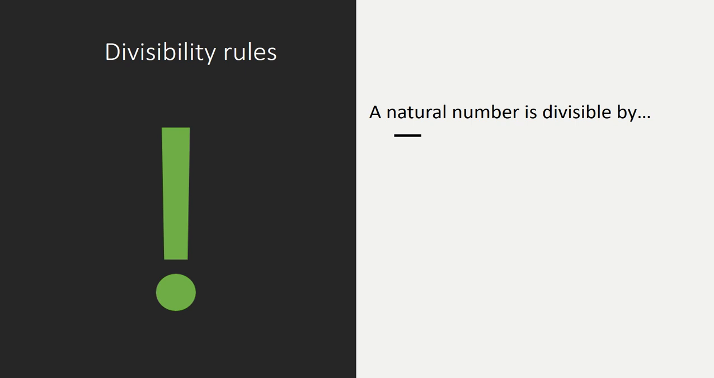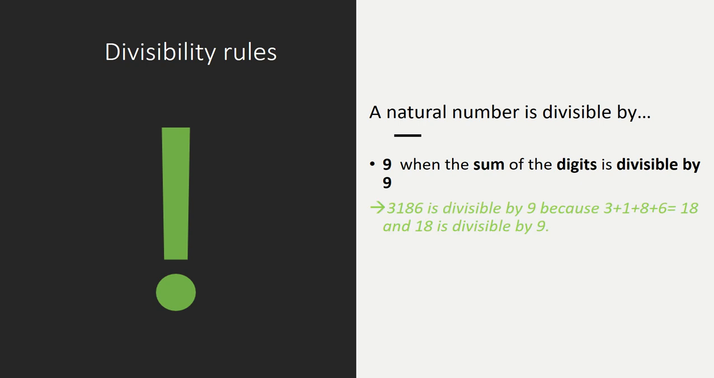And the last one, a natural number is divisible by 9 when the sum of the digits is divisible by 9. So 3,186 is an example. It is divisible by 9 because 3 plus 1 plus 8 plus 6, so you add all digits, is 18. And 18 is divisible by 9.